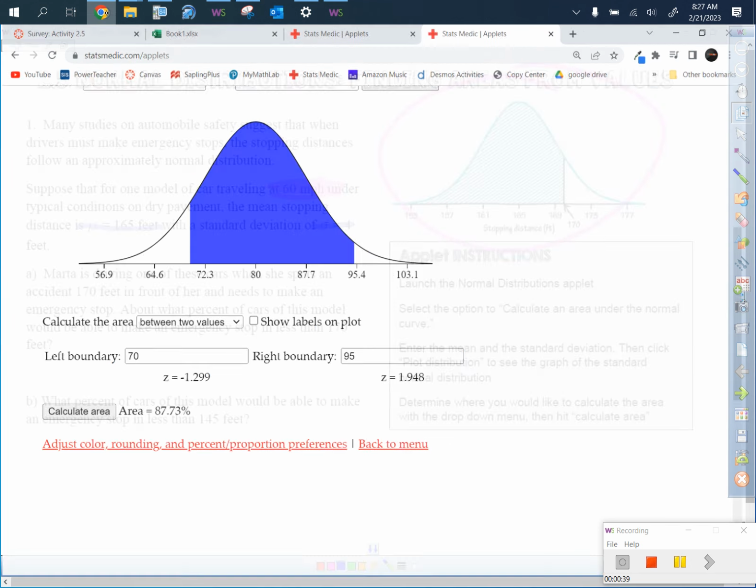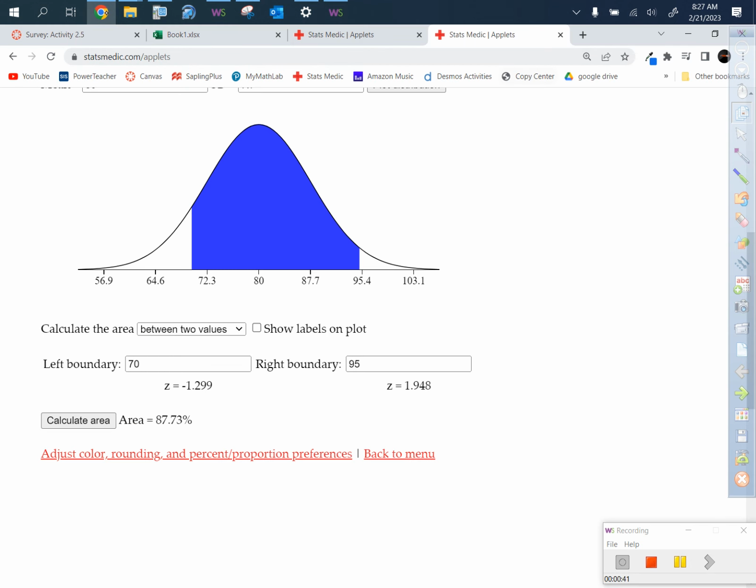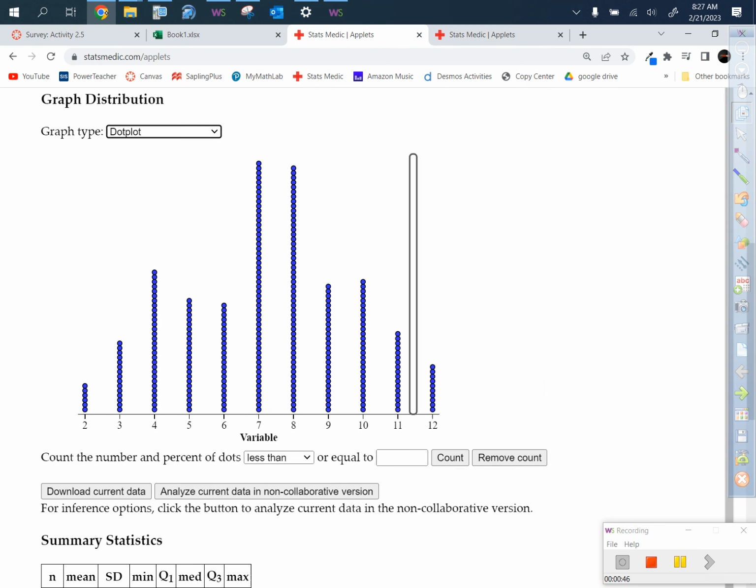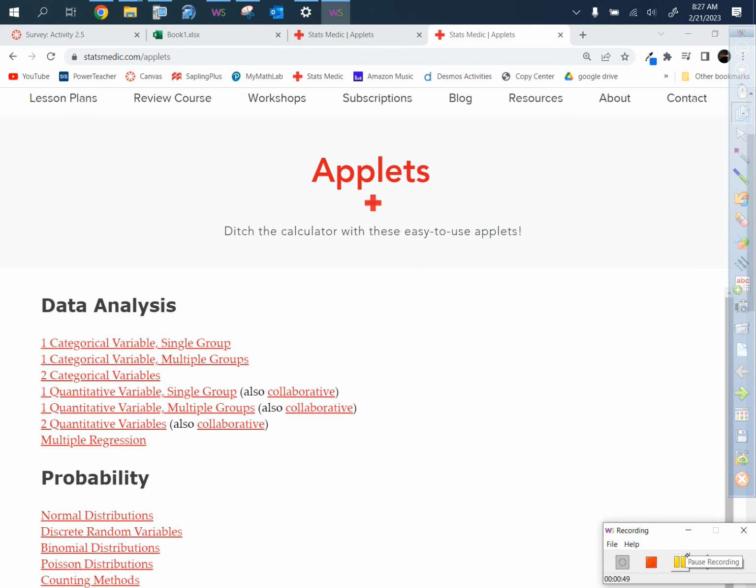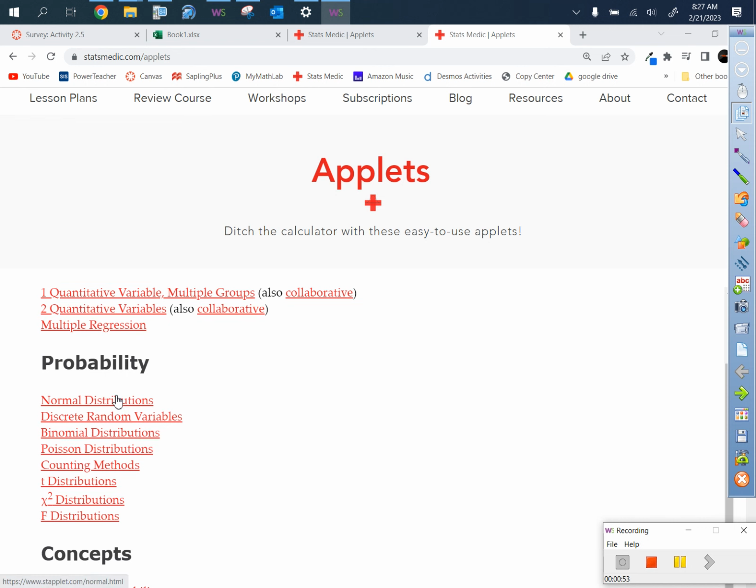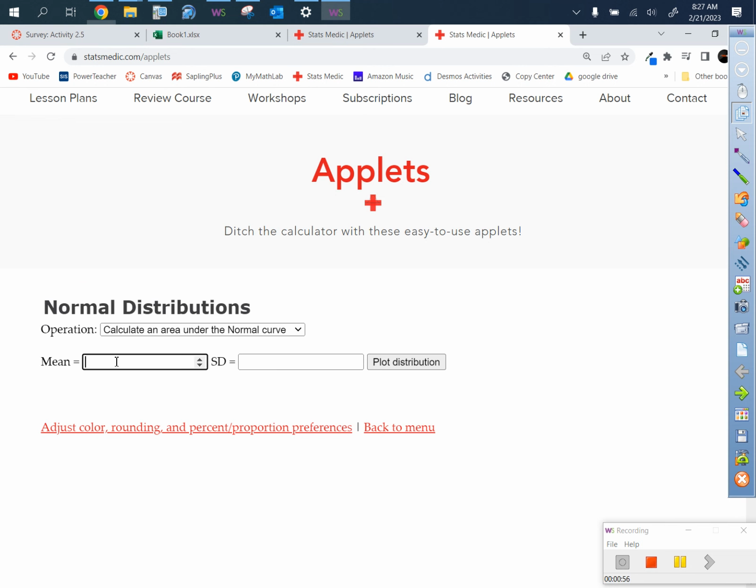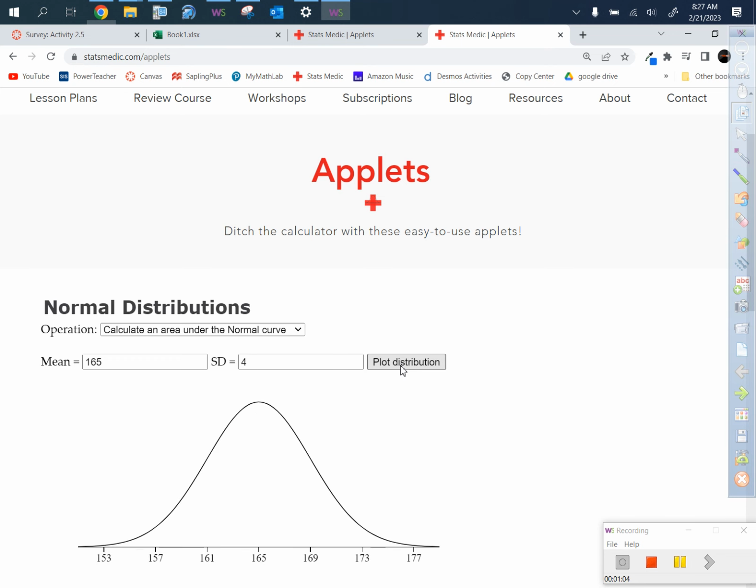We will go to the applets, and to make sure that we're doing it, we need to go to the normal distribution one. So let me make sure that you guys understand where that's at. So we're here on the applets page, and you need to select normal distributions and type in your mean of 165 and your standard deviation of 4 and plot the distribution.